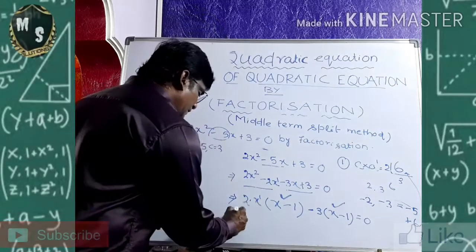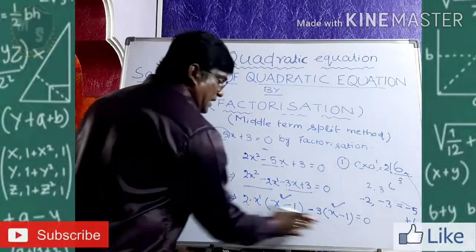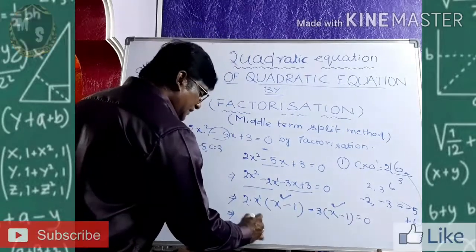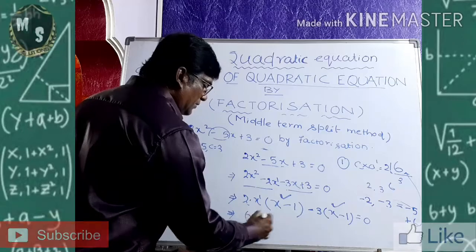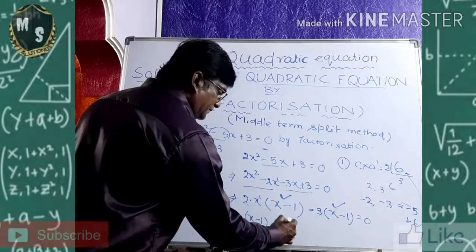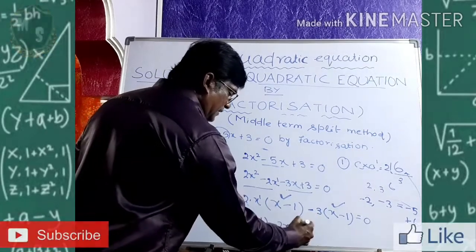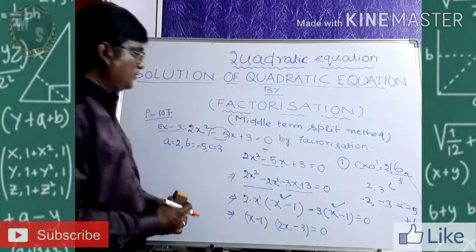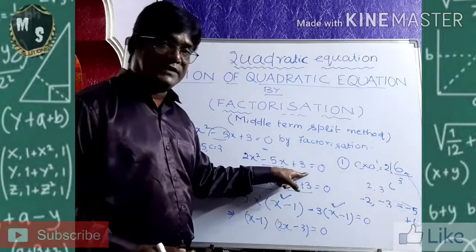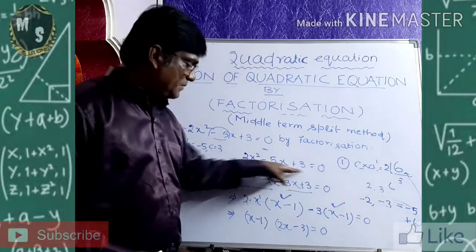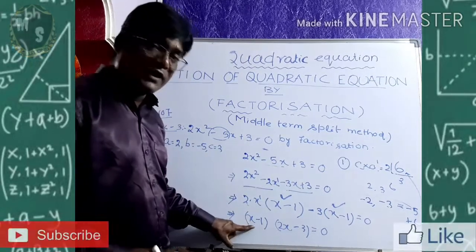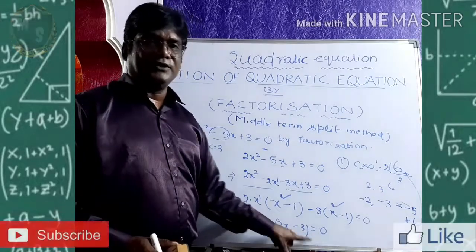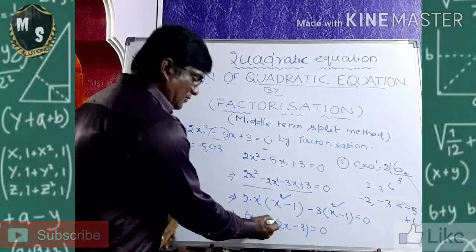Now see, from this and this, what is common? X minus 1 is common. Take it out. Then what is remaining? 2x, and here minus 3 is equal to 0. So now you see, this quadratic equation is split into two factors. One factor is x minus 1, another factor is 2x minus 3.